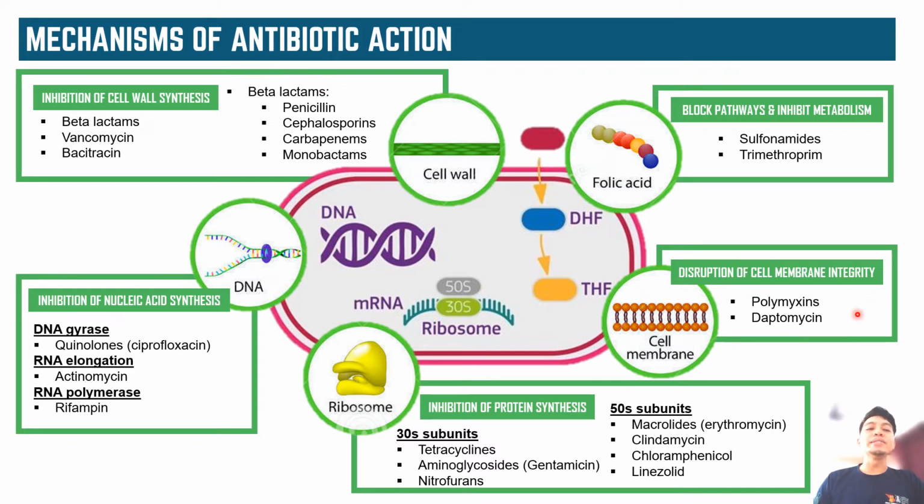Polymyxin and daptomycin are able to disrupt the cell membrane integrity, and cotrimoxazole and other sulfonamides are able to block the pathway and inhibit metabolism by disrupting folic acid synthesis.